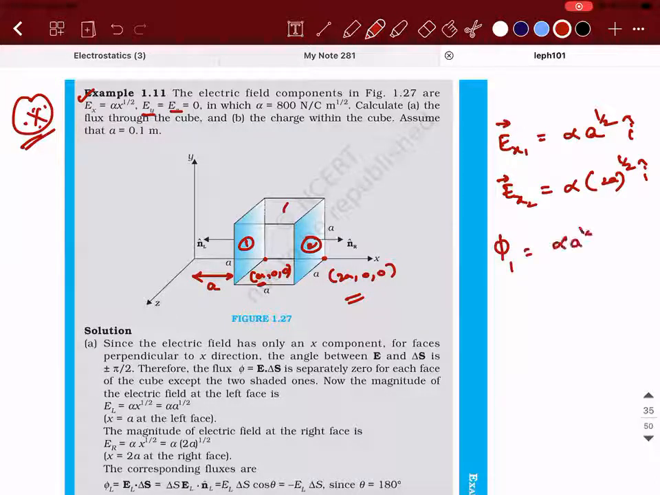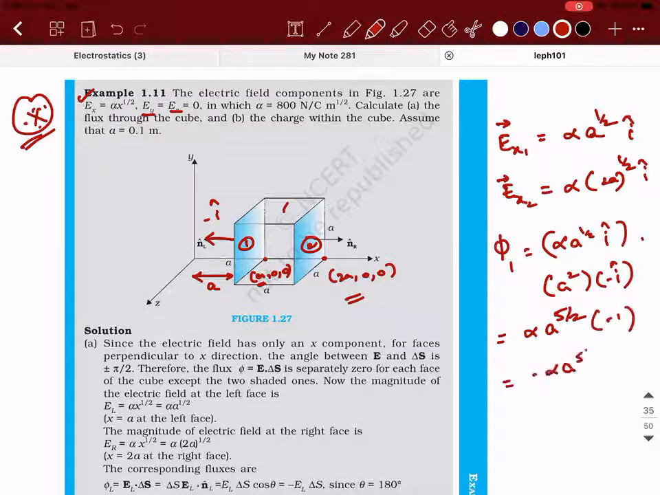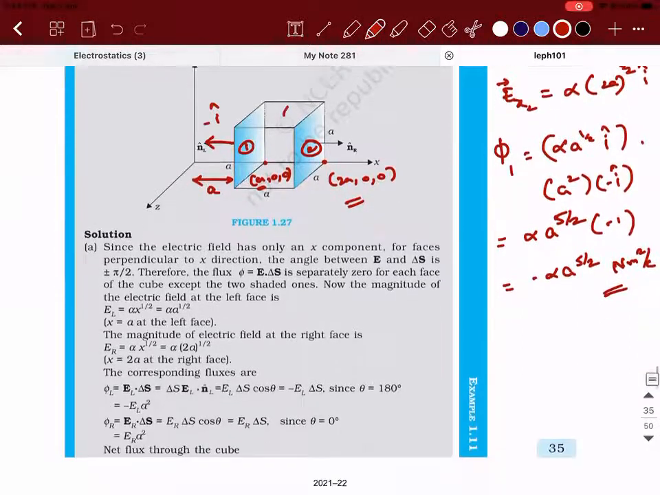Alpha into a power half I cap dot, what should I write? A square minus I cap. Accepted? Because a square is happening in minus I cap direction. Correct? So it is alpha into a power 5 by 2 minus I cap dot I cap, which is minus 1. So minus alpha into a power 5 by 2 Newton meter square per coulomb is going to be the total flux through the first surface.